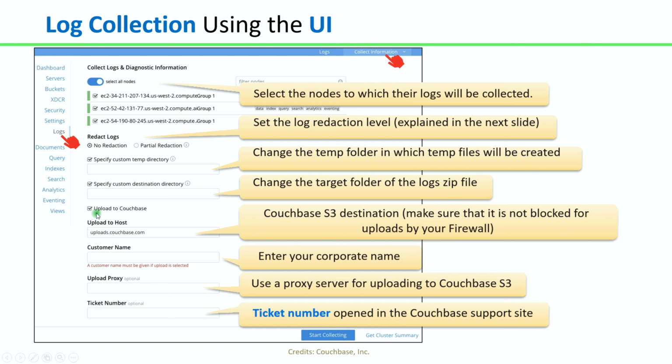Let's assume I want to upload the logs to the Couchbase support ticket directly from here. Upload to host: this is the Couchbase S3 destination and make sure it is not blocked by your organization firewall. Customer name: usually your organization name comes here. And the proxy address. In case you don't have internet access from your servers, you may check with your platform or infra team and use a proxy server in case it is required. Usually it will be empty.